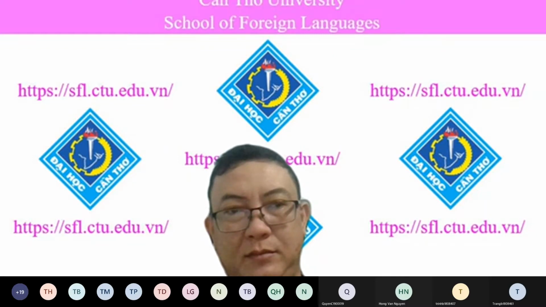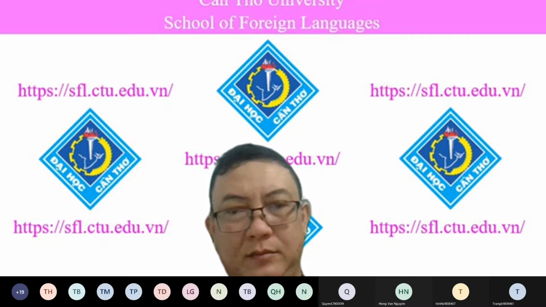Let's review. What grammar do we use for each of the conditionals in the if clause and the result clause? For the present or future real conditional, we use the present tense in the if clause and the present or future in the result clause. In addition to will, we may use can, might, or should.